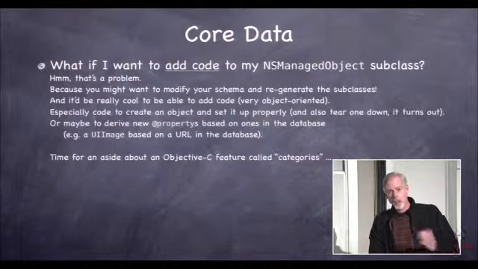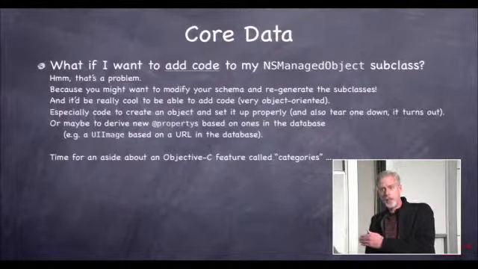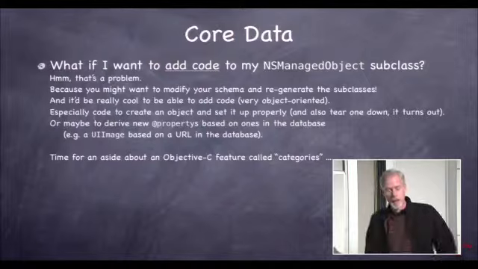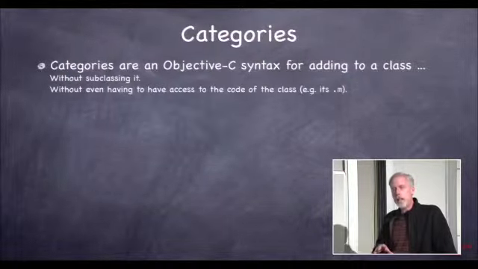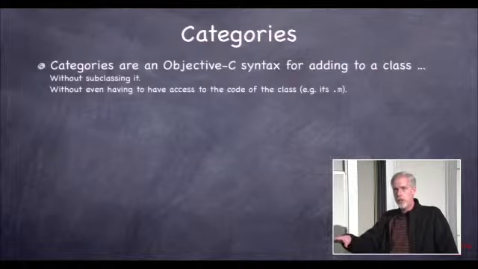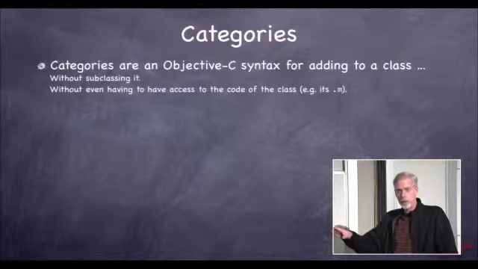So another aside here, just like I took an aside within this notification, I'm going to take a little aside here with categories to explain what that is. So categories are an Objective-C syntax for adding methods or properties to a class without subclassing that class.